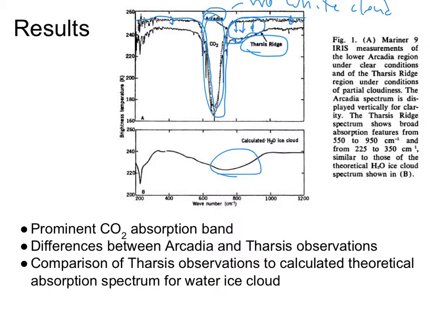So, it's a little bit complicated looking at and interpreting the graphs, but by comparing this area where there's no white clouds with this area where there is white clouds, the infrared spectrometer can provide evidence that, yes, indeed, those white clouds do contain water ice. It's not ammonia. It's not carbon dioxide ice. It is actually water ice that's generating those white clouds. Those white clouds that people have been looking at and wondering about for 80, 90 years.